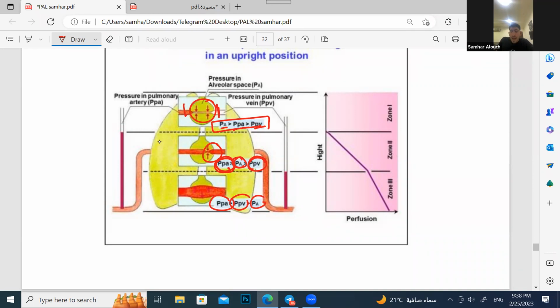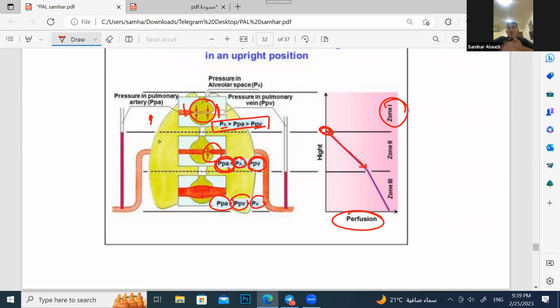Low blood flow. At the top, the alveoli are compressing so much that there is no blood flow. Zone one is the highest, then zone two in the middle, then zone three at the end. Zone one has very big alveoli compressing the whole blood vessels, so there is no perfusion. Zero, there is no blood flow. At zone two, it's getting compressed, but it still has some blood flow. So in zone two, we have a little bit of blood flow.